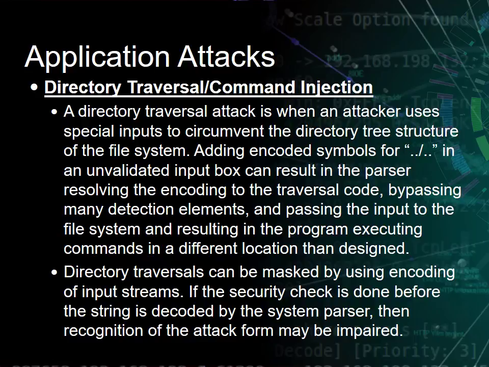Directory traversal can be masked by using encoding of input streams. If the security check is done before the string is decoded by the system parser, then recognition of the attack form may be impaired. There are many ways to represent a particular input form, the simplest of which is the canonical form. Parsers are used to render the canonical form for the OS, but these embedded parsers may act after input validation, making it more difficult to detect certain attacks from just matching a string.